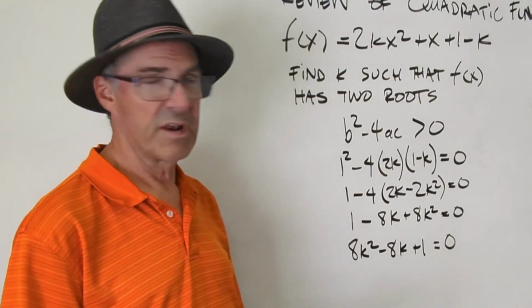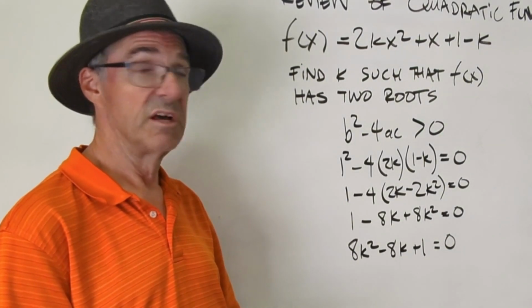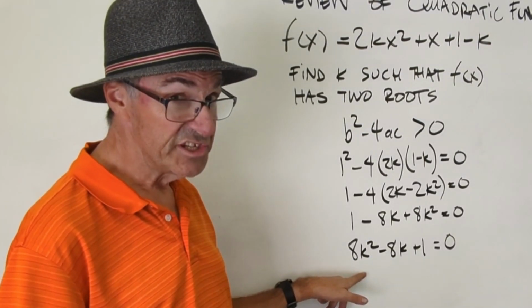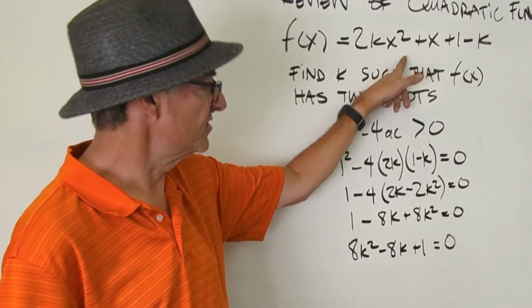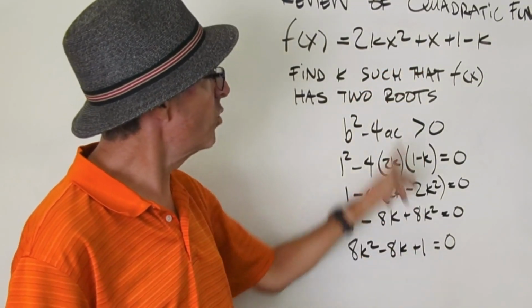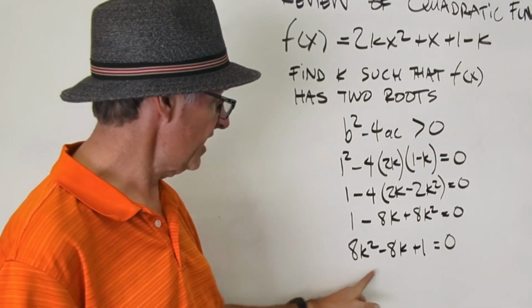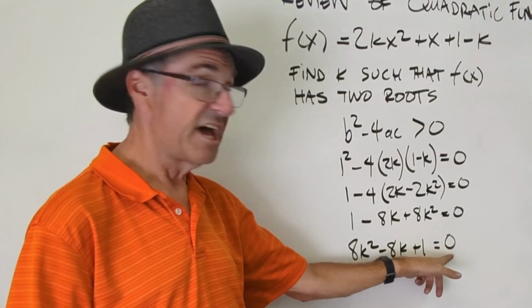I could complete the square, but I'm going to go straight to the quadratic formula. So in order to do that, I need to state this function, which is just the discriminant. It's not the entire function, but it's the discriminant based on where k showed up in the function. And that itself is a quadratic. So here's where we are, setting that equal to 0.